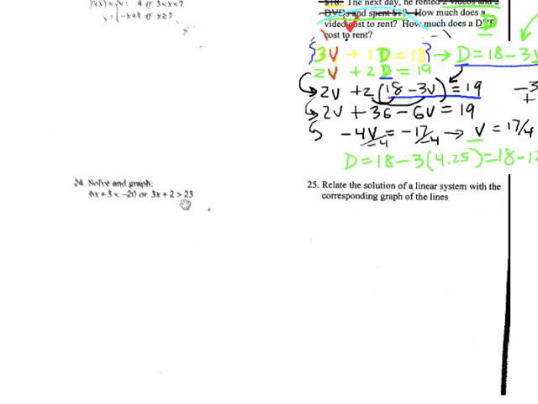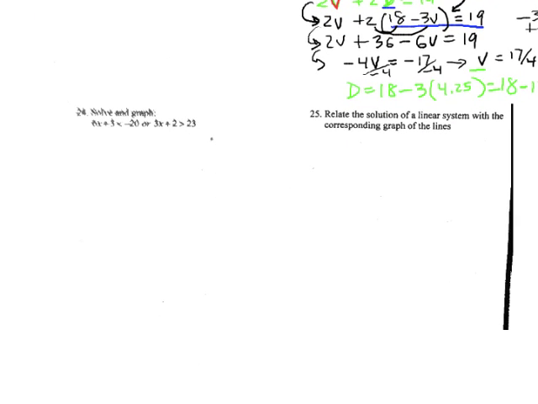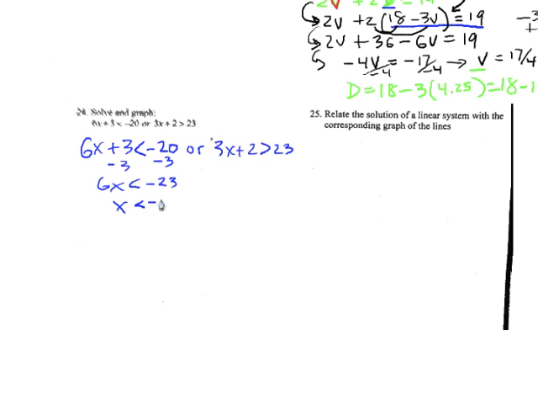Okay, what about this one here? Solve and sketch. So let me write this a little bit neater. Solve and graph this. We have 6x plus 3 is less than negative 20, or 3x plus 2 is greater than 23. So we solve both of these right here. Let's respect the inequality and treat both sides equally. Subtracting 3 from both sides, we get 6x is less than negative 23, or x is less than negative 23 over 6. And we have this or here. Let's carry that or down. This is 3x is greater than 21, or x is greater than 7.